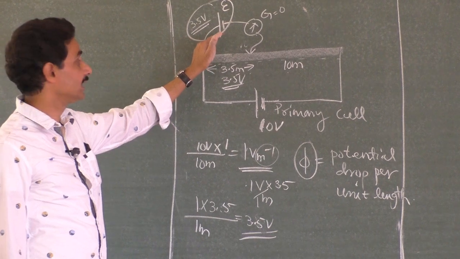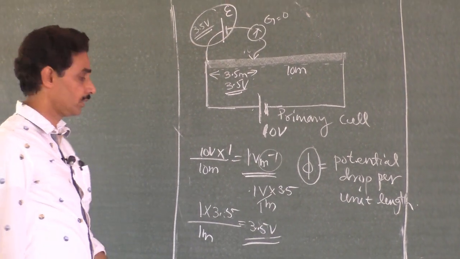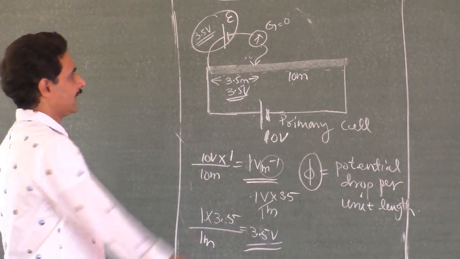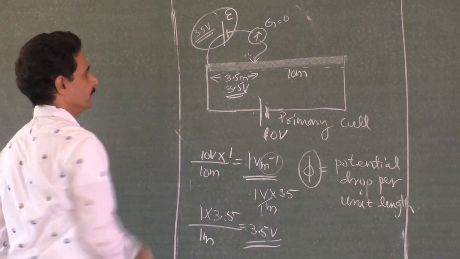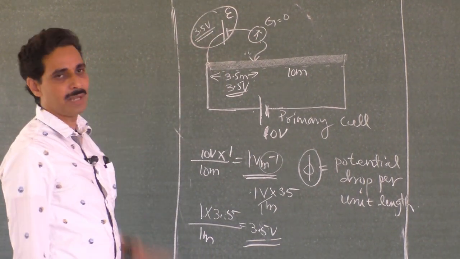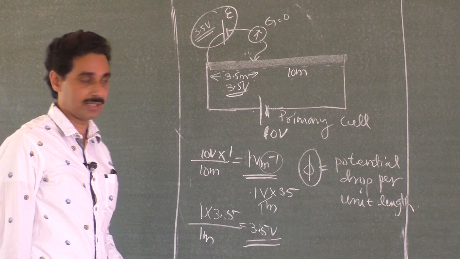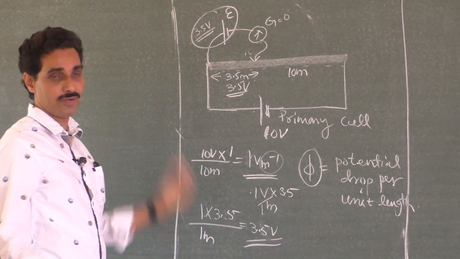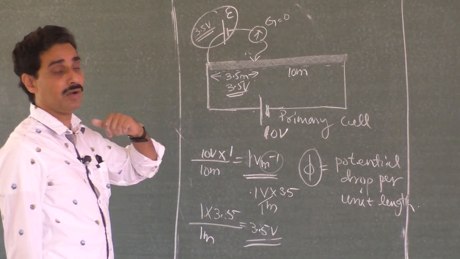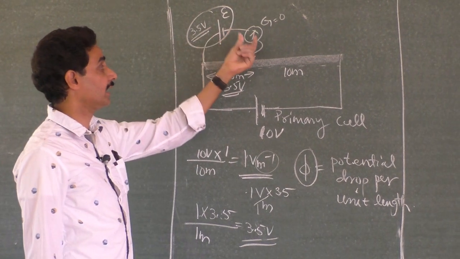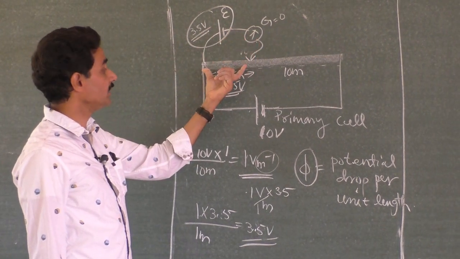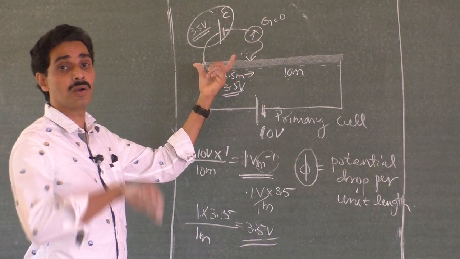That experimental cell is also of EMF 3.5 volt? Very simple. I can write the equivalent circuit for this one. Now you ask this battery, secondary cell, experimental cell, how are you? Sir, I am fine. Where are you connected now? Sir, I have been connected along with the galvanometer across a wire which has a potential drop.